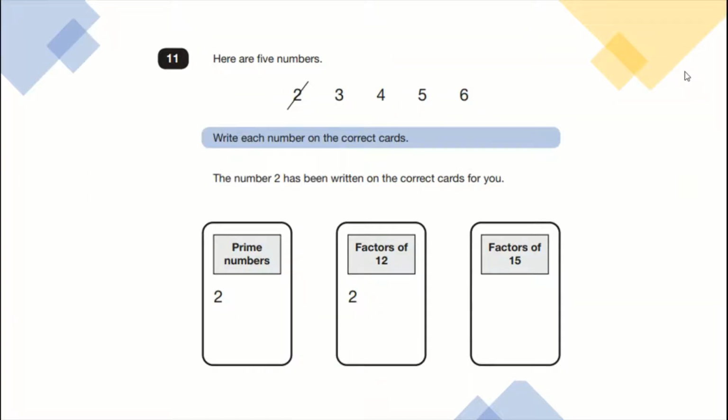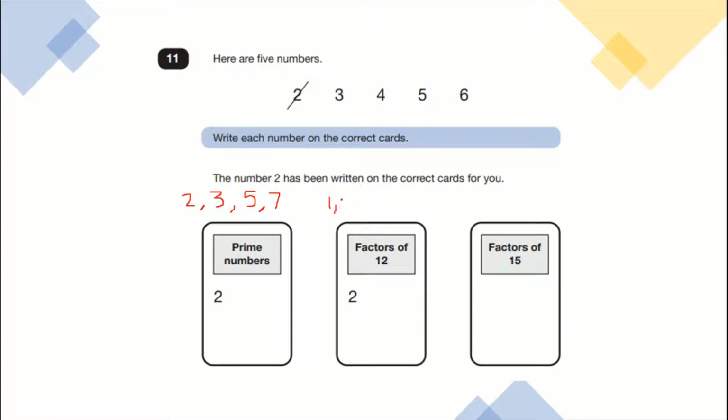Question 11. Here are 5 numbers. Write each number on the correct cards. The number 2 has been written on the correct cards for you. We're going to start off by writing the prime numbers up to 10. 2, 3, 5, and 7.